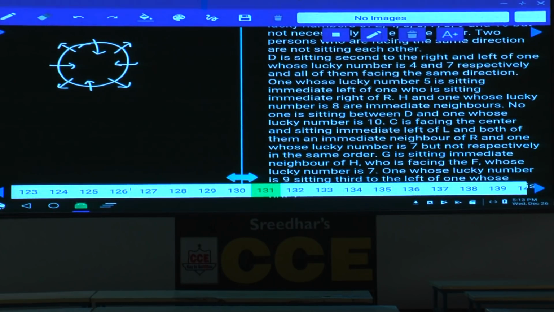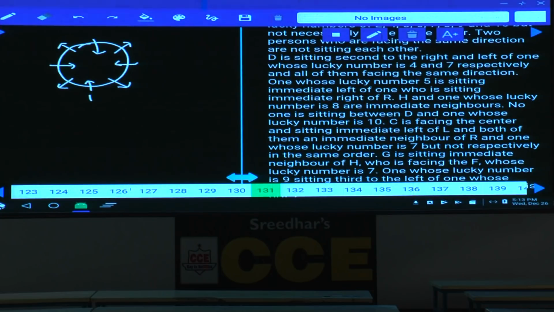D is seated second to the right and left of the one whose lucky numbers are 4 and 7 respectively, isn't it? Now, second to the left of the one, this one and this one, that means these 3 persons are in alternate positions. As these 3 persons are in alternate positions, then what should happen here? All these 3 persons must face in the same direction. Alternate positions, check out here, all the alternate positions are facing the same direction.